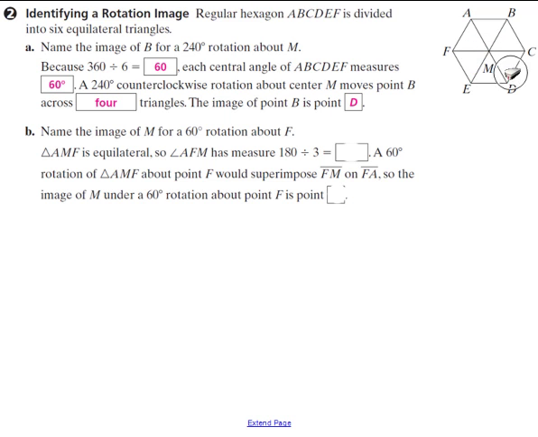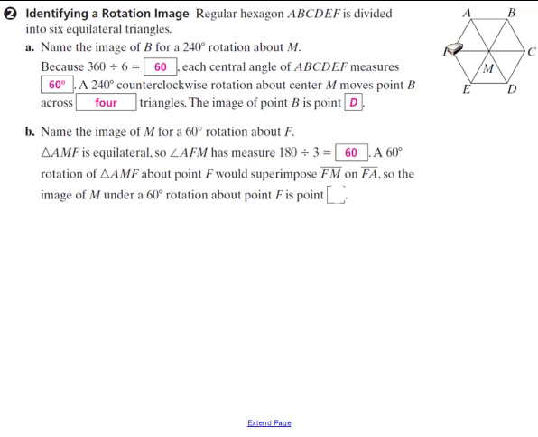All right, we can get rid of that. Now they want us to name the image of M for a 60 degree rotation about F. So again, if we look, the central angles are still going to be 60. Here we have AMF is a triangle. We know it's equilateral, so we know all 3 of the angles are going to be 60 within that triangle. And it says a 60 degree rotation of AMF about point F.